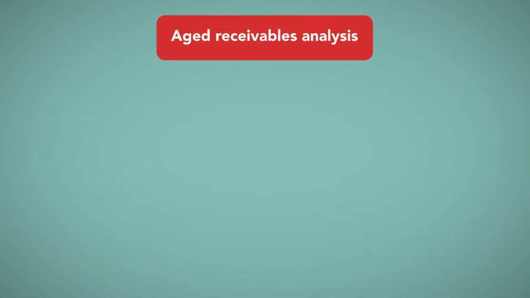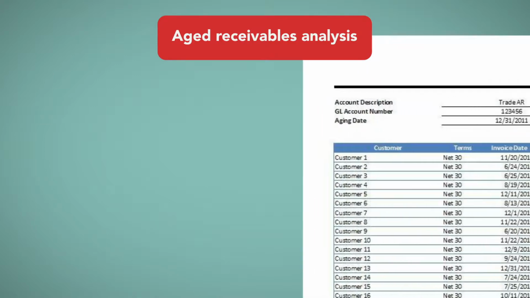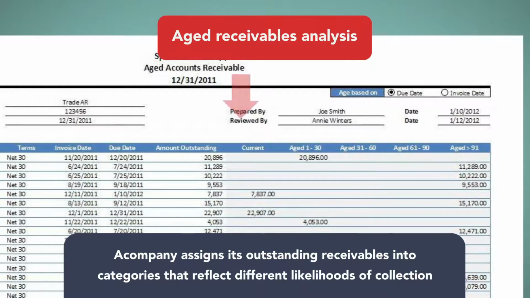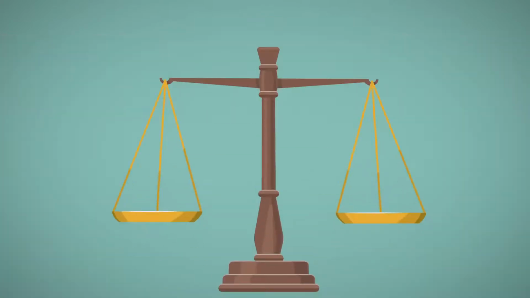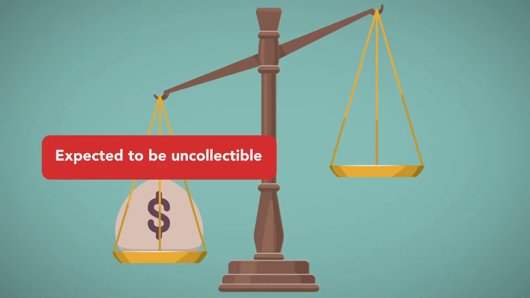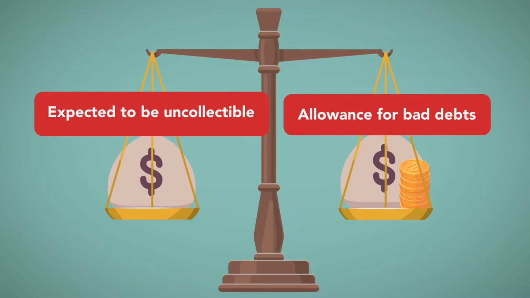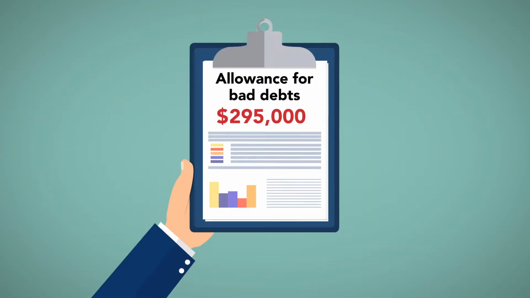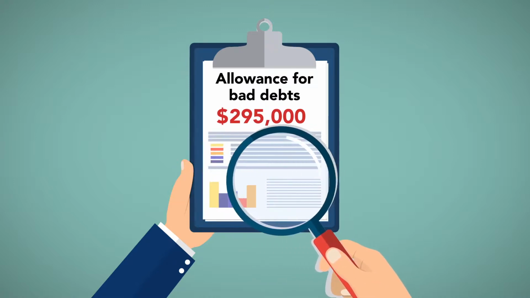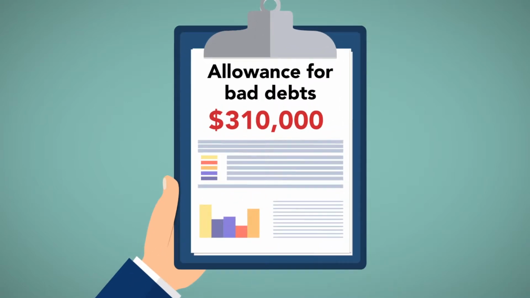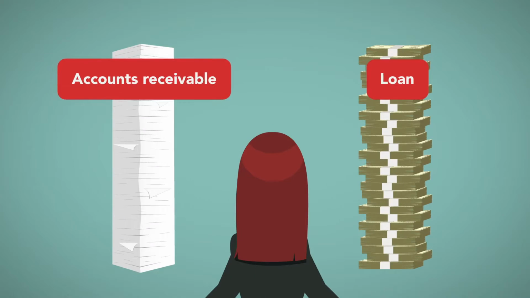A second method is called aged receivable analysis, which is an approach wherein a company assigns its outstanding receivables into categories that reflect different likelihoods of collection. The company then periodically compares the total amount that is expected to be uncollectible to the allowance for bad debts and makes an adjustment to reflect the new amount. For example, Acme Corporation has $295,000 in its allowance for bad debts account. After conducting its periodic analysis, it concludes that $310,000 will be uncollectible, so it increases its allowance for bad debts by $15,000.